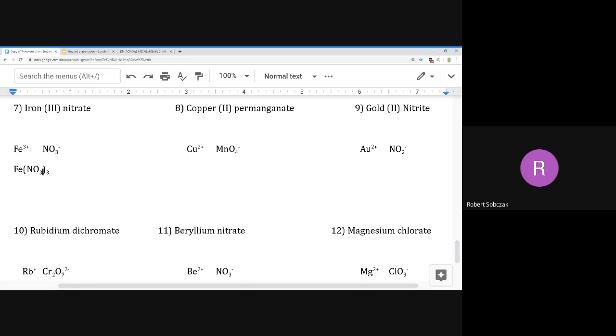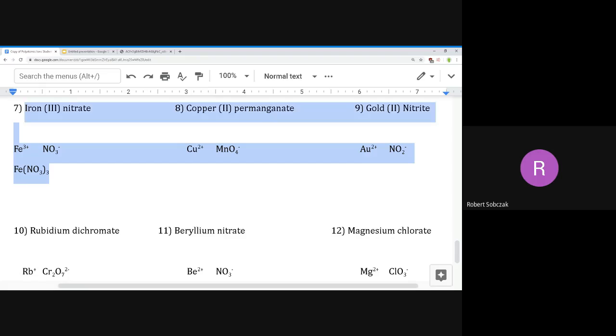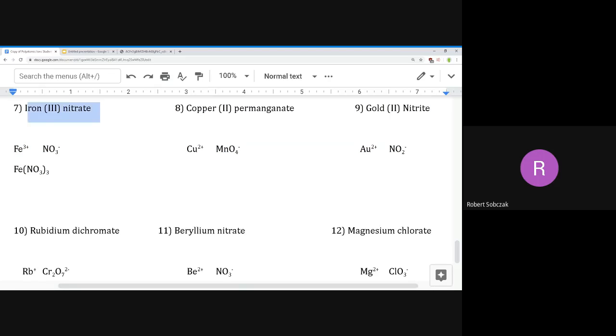I see people forgetting the 3s a lot. I am going to let you know right now, this number 7, this is one of the questions I'm going to give you on Friday. I'm going to say iron 3 nitrate, give me the formula. One of the wrong answers will be this whole thing, but with the 3 missing. Don't put that. Make sure you have both 3s there.